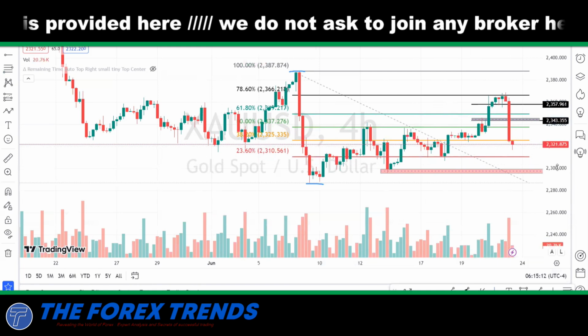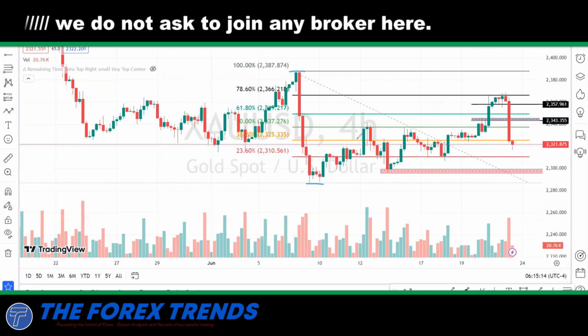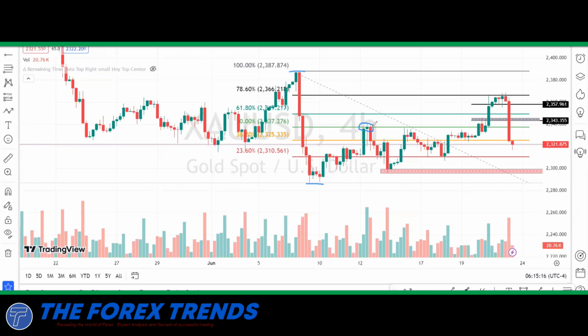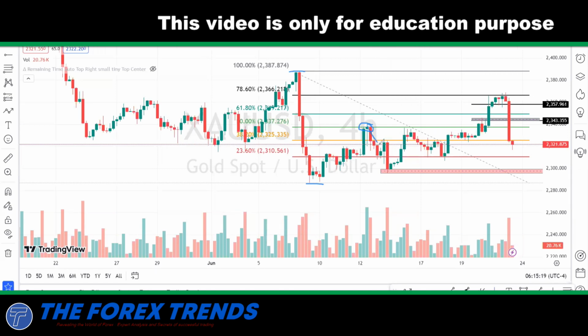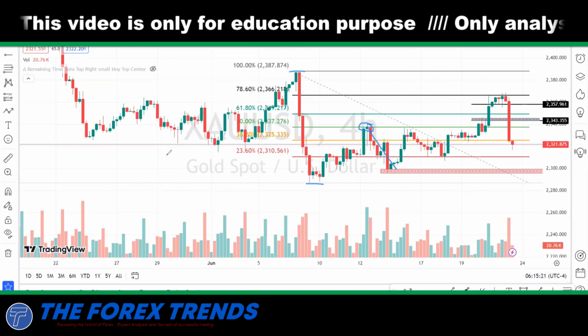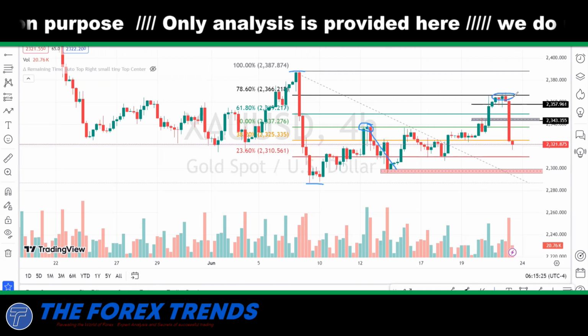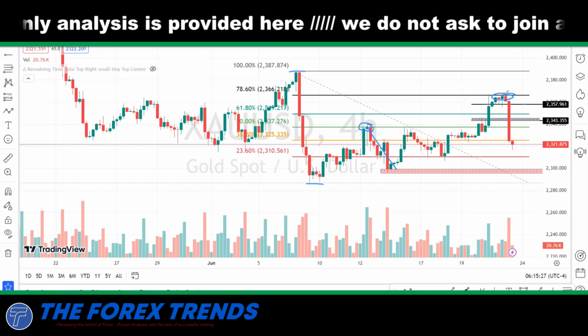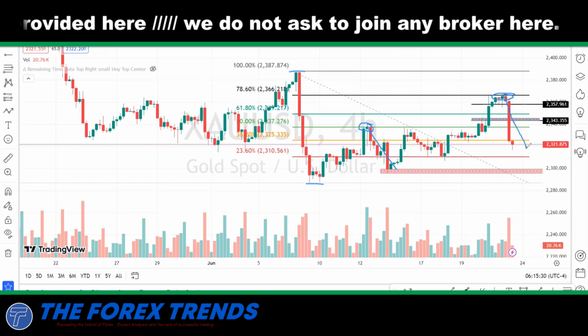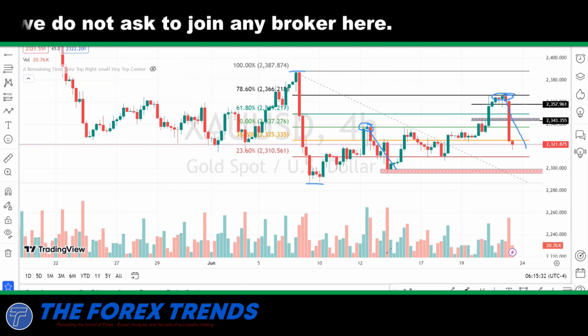Exactly like this. Now check the 50% level. It is a 50% level. How nicely the market creates an impulse from this level. And this is the 78.6%, that is the OTE level. How nicely the market reacts from this level and creates another impulse.